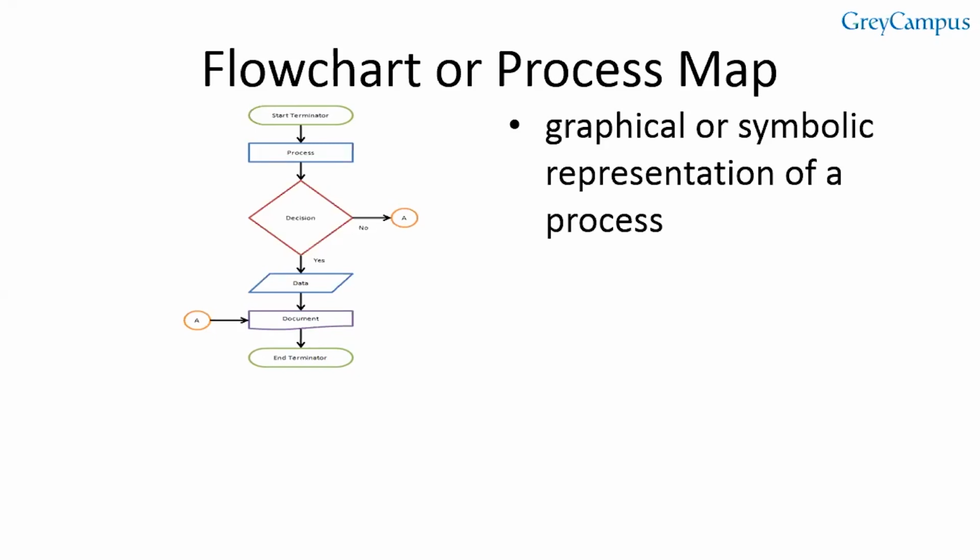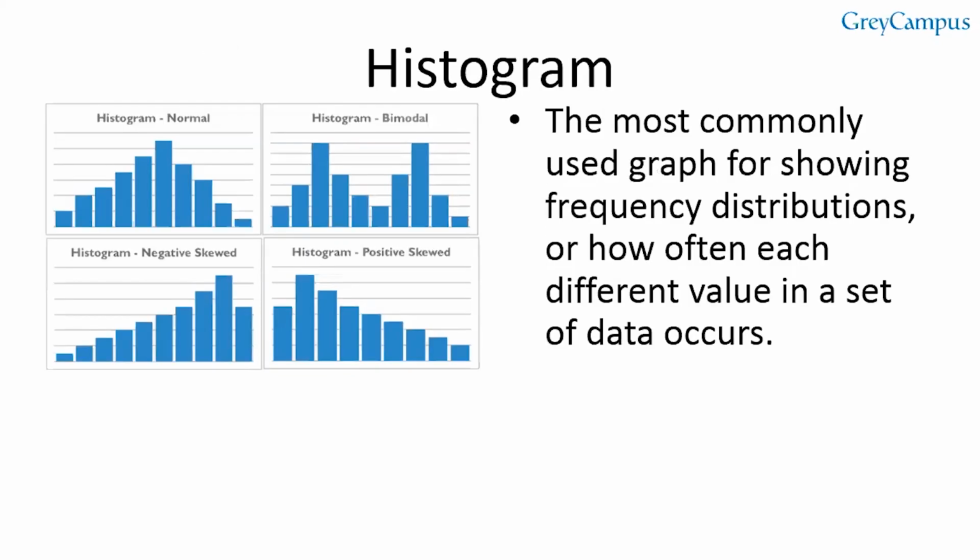Our next quality tool is the histogram. The histogram tells you about the underlying distribution of your data. That's the first thing it tells you. It also tells you what kind of statistical tests to perform. The histogram also points out potential improvement opportunities.